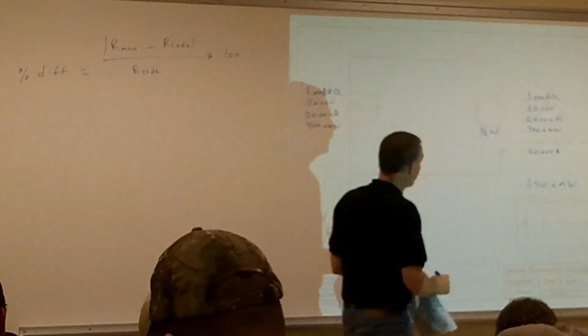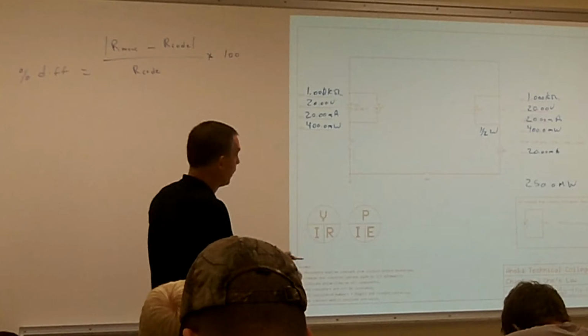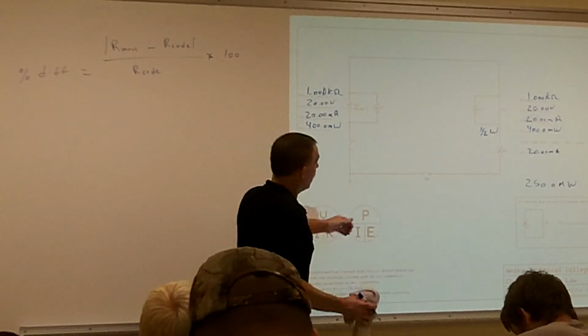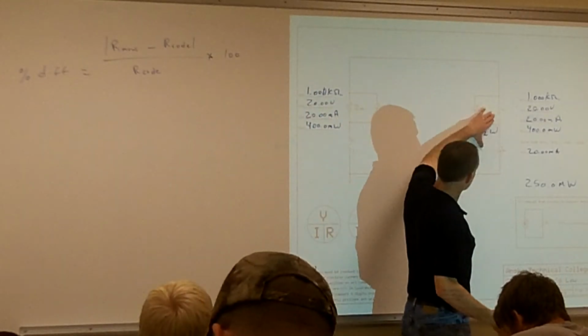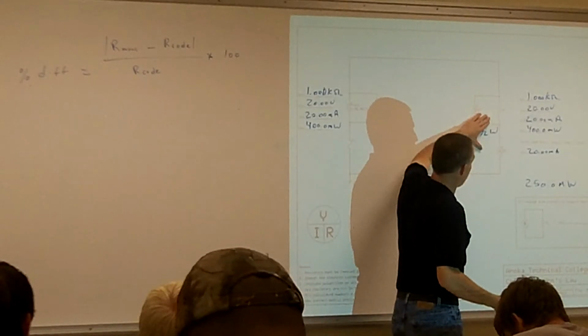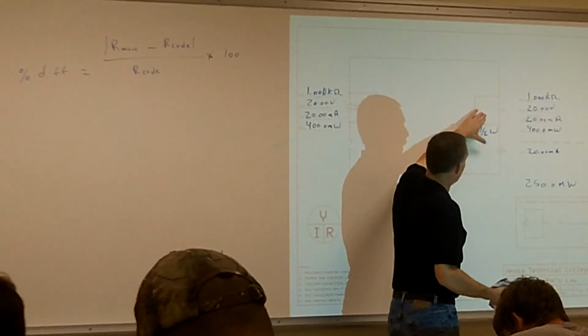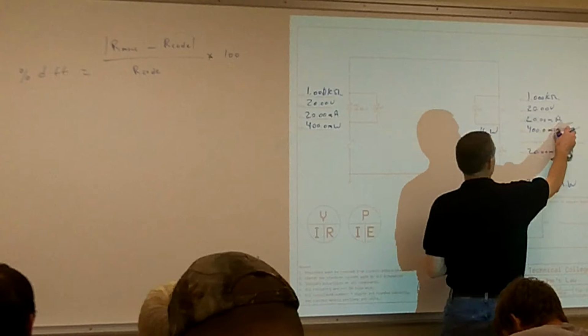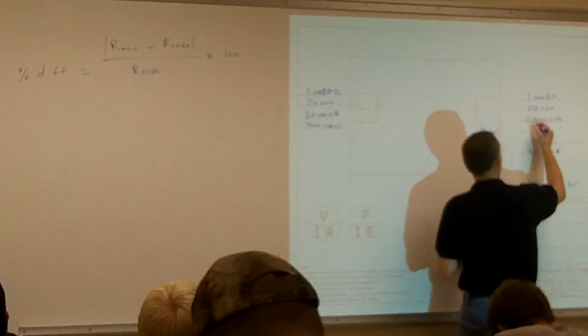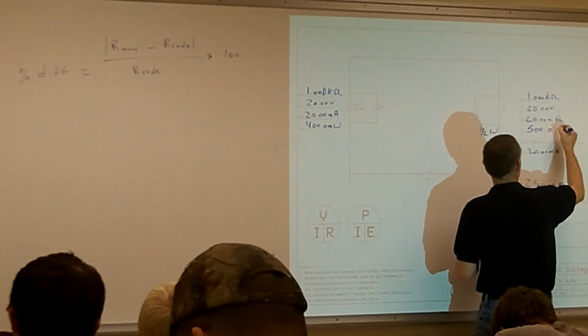You don't want to go to a 1 watt because it's going to get a lot bigger. It's going to take up a lot more real estate on your board. Plus, they're going to be a little bit more expensive. So you want to rate them appropriately. Now, if this thing was, let's just say for example, at 500 milliwatts.